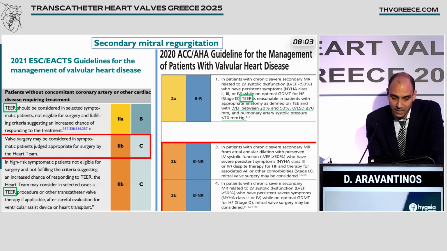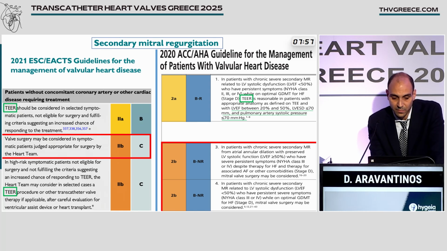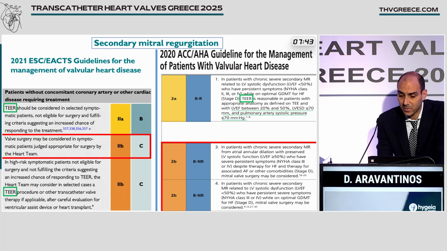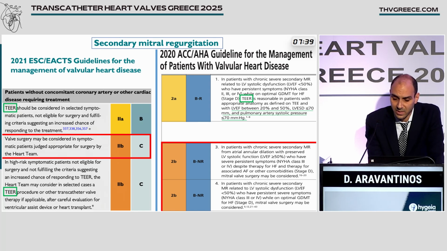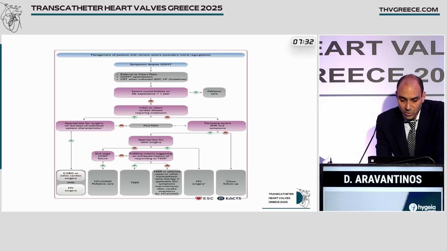The European guidelines give a 2A indication for TEER for patients not eligible for surgery and fulfilling criteria suggesting an increased chance of responding to treatment. Also, in ACC guidelines, we have a 2A indication for TEER in patients with an ejection fraction between 20 and 50%, left ventricular end systolic diameter less than 70 millimeter, and pulmonary artery systolic pressure less than 70 millimeters of mercury.